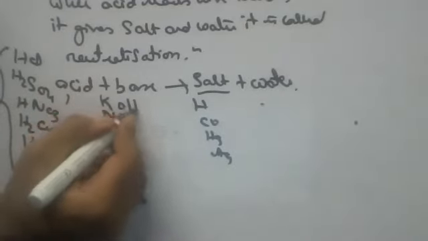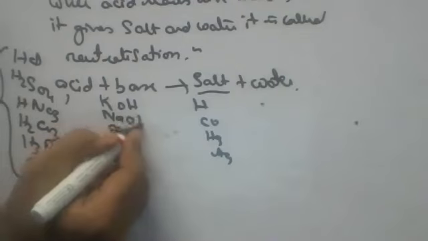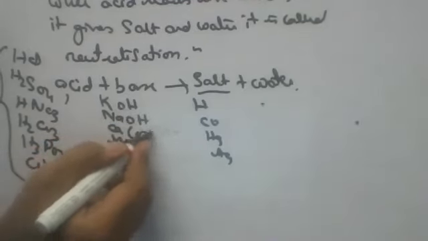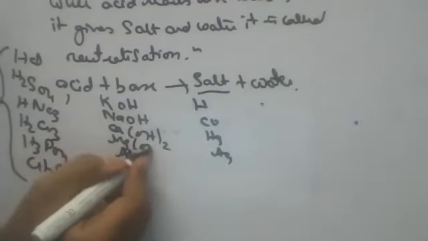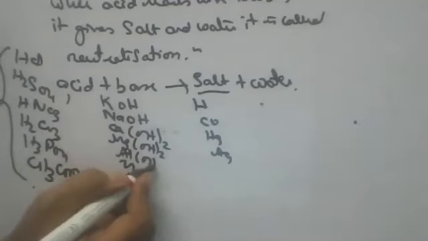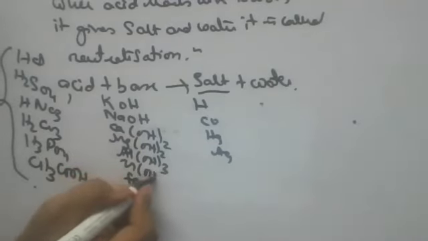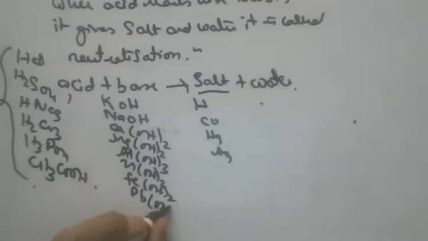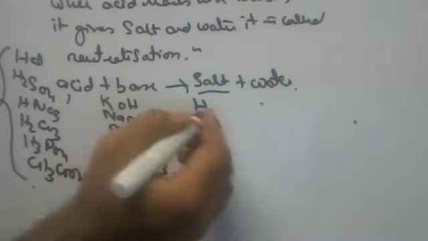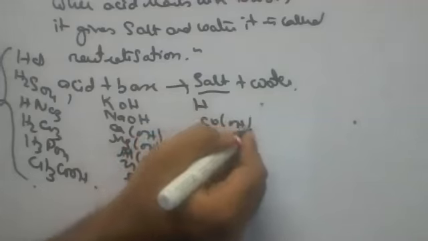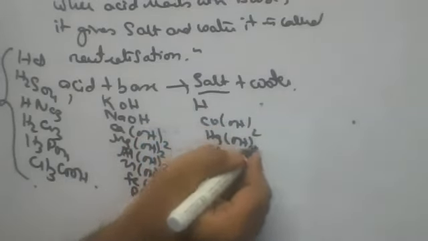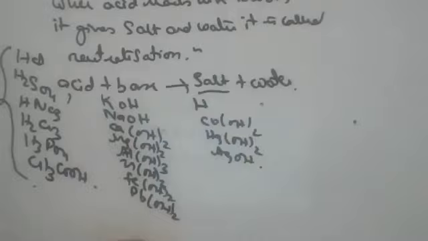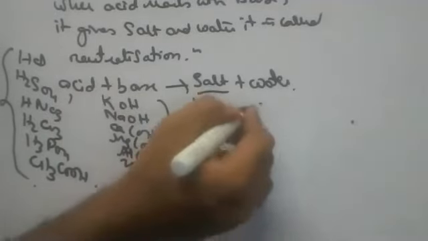So metal hydroxide, KOH is a base. NaOH is a base. Ca(OH) taken twice is also a base. Mg(OH) taken twice, Al(OH) taken thrice, Zn(OH) taken twice, Fe(OH) taken twice, Pb(OH) taken twice, Cu(OH) taken twice, Hg(OH) taken twice, and silver hydroxide, all these are bases. We will do these bases, children.